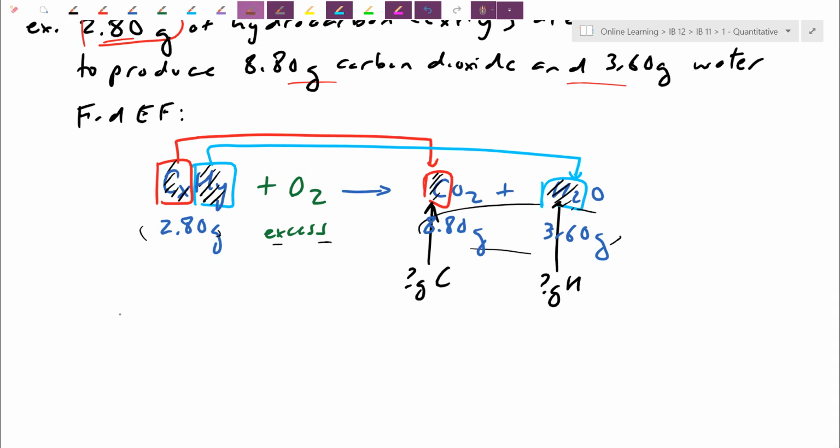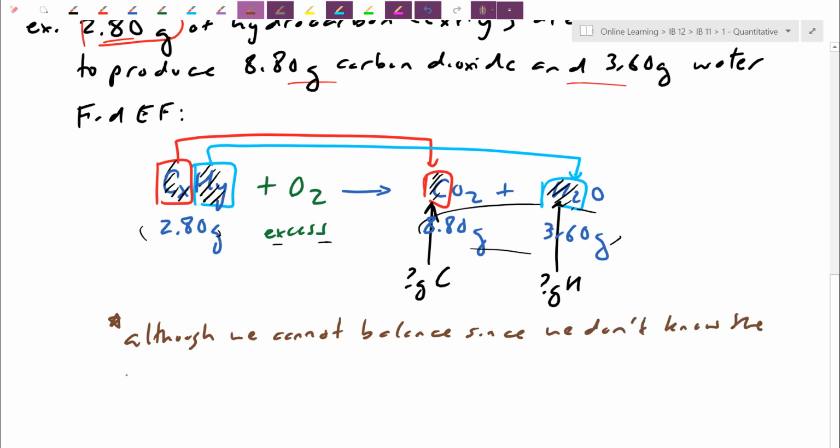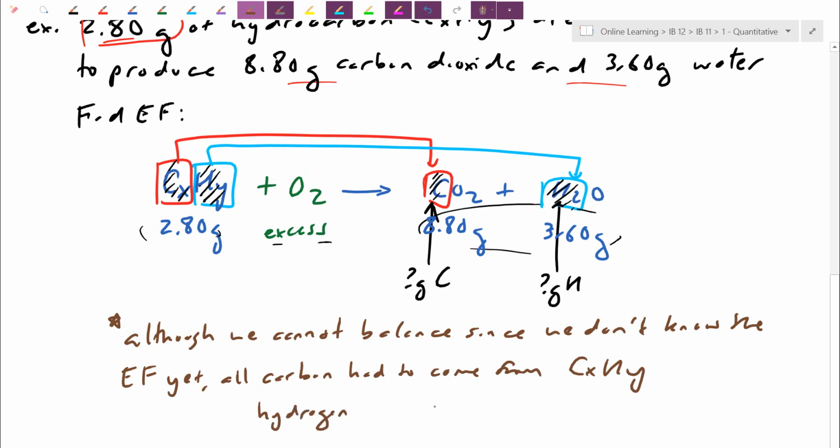So maybe I'll write this down in words for you here. Although we cannot balance, since we don't know the EF, the empirical formula yet, all the carbon had to come from the CxHy, and in a similar fashion, all the hydrogen had to come from the CxHy. So although we're not able to actually put coefficients and make sure the number of atoms on the left matches up the number of atoms on the right, I can still say the only reason why I would have C had to come from here, the only reason why I had H had to come from here.